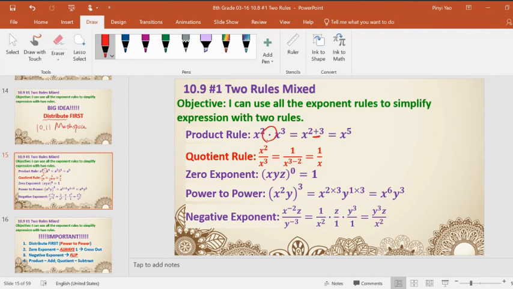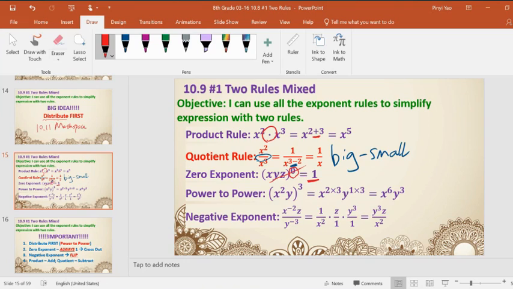That's product rule. We also learned quotient rule, which is when we divide. And that's the time when we subtract the exponents. Just make sure it's always going to be big minus small to avoid negative exponents. And next, we learned about zero exponent, which is whenever you see the zero, it's always going to be a 1. Doesn't matter what the inside is, so just cross it out.